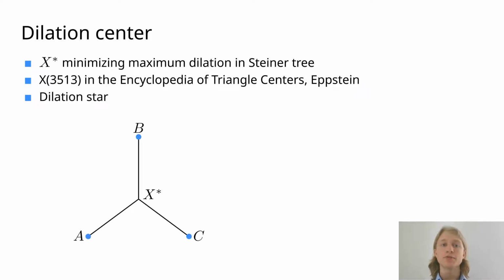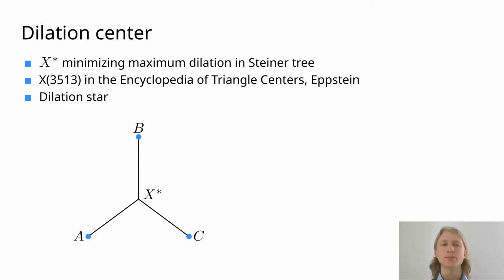The point where the transition between a Steiner tree and the spanner containing an inner triangle occurs has been coined as the dilation center by David Epstein. Denoted by X star, it is the Steiner point minimizing the maximum dilation of the Steiner tree. Notably, it has been entered into the Encyclopedia of Triangle Centers as X3513.